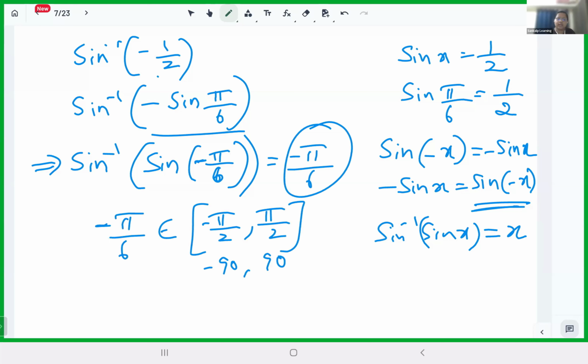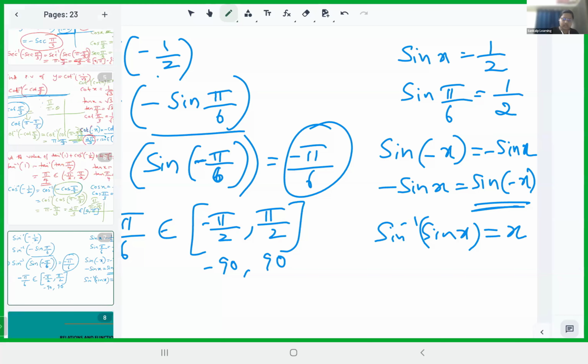So now we have got the three values. That is, we have got the value of tan inverse 1, cos inverse of minus 1 by 2, and sin inverse of minus 1 by 2. We have to find out the sum of these values, right? That was our question. So how will you do that? This was our question.